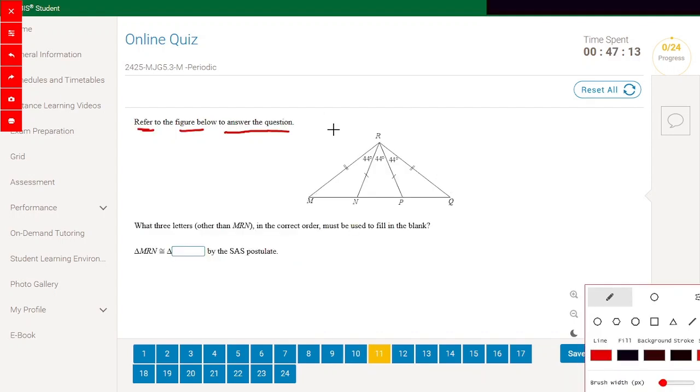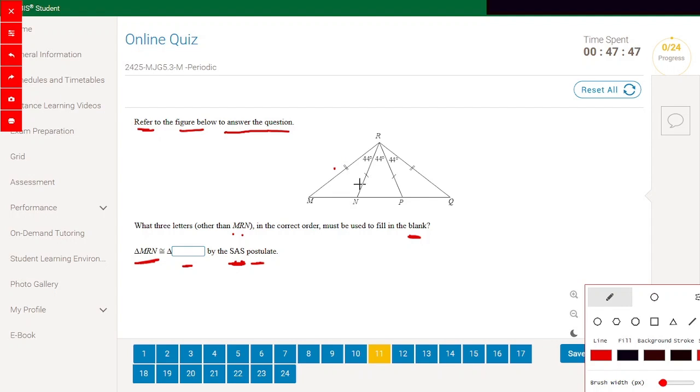Question. I have this figure. What three letters other than MRN, in the correct order, must be used to fill in the blank? Okay. Now triangle MRN is congruent with blank by the SAS postulate, side angle side. So that means side angle side.